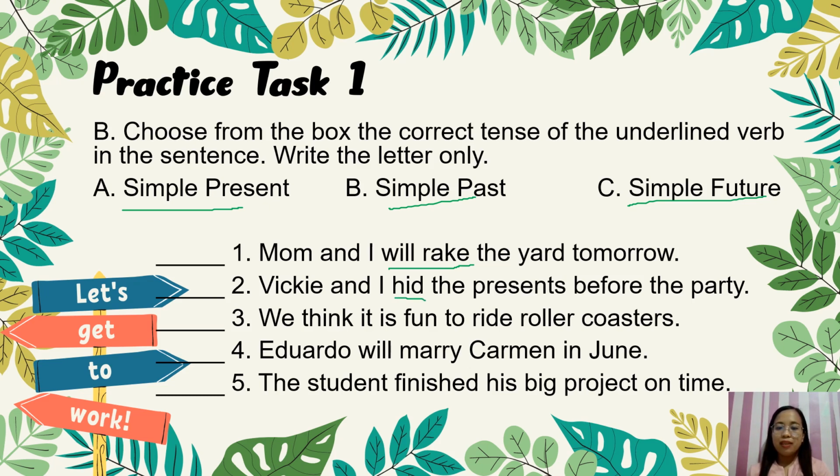Number 3, we think it is fun to ride roller coasters. Okay, ano dyan ang verb? Ito, think. Okay, how about number 4? Eduardo will marry Carmen in June. What is the verb? Will marry. Okay, number 5. The student finished his big project on time. Right, verb is finished. Okay, kayo nang bahala, class. You can do it.